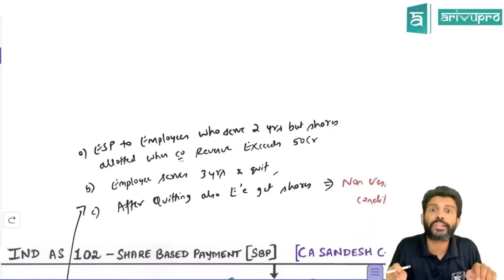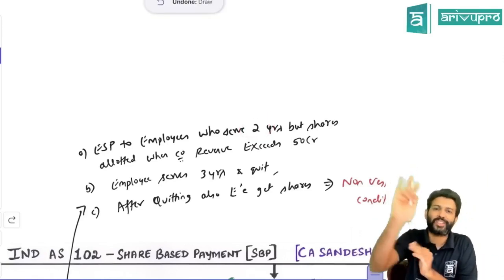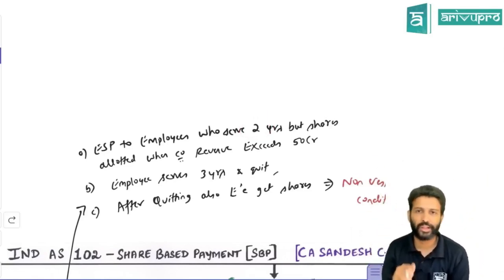If revenue crosses in the first year, we will not give it. We will give it only in the second year. The main condition is 2 years. The employee has to serve for 2 years and revenue has to exceed 50 crores, like this.